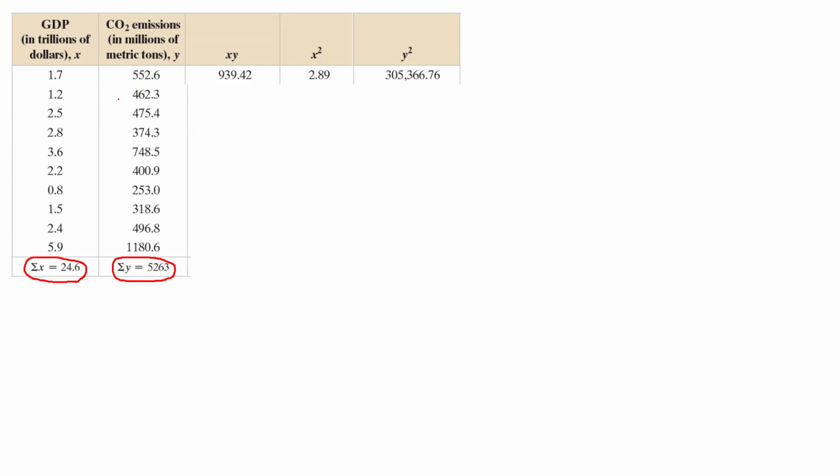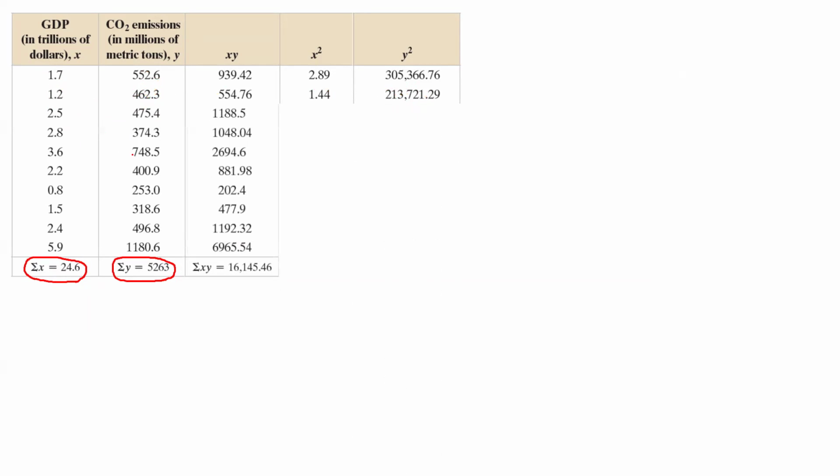What about the second pair? You have to repeat the process again. X times y, 1.2 times 462.3 is 554.76. X squared is 1.44. You multiply 1.2 by itself, and it is 1.44. You multiply y by itself, 462.3 times 462.3 is 213,721.29. And you do the same process for the rest of these values.